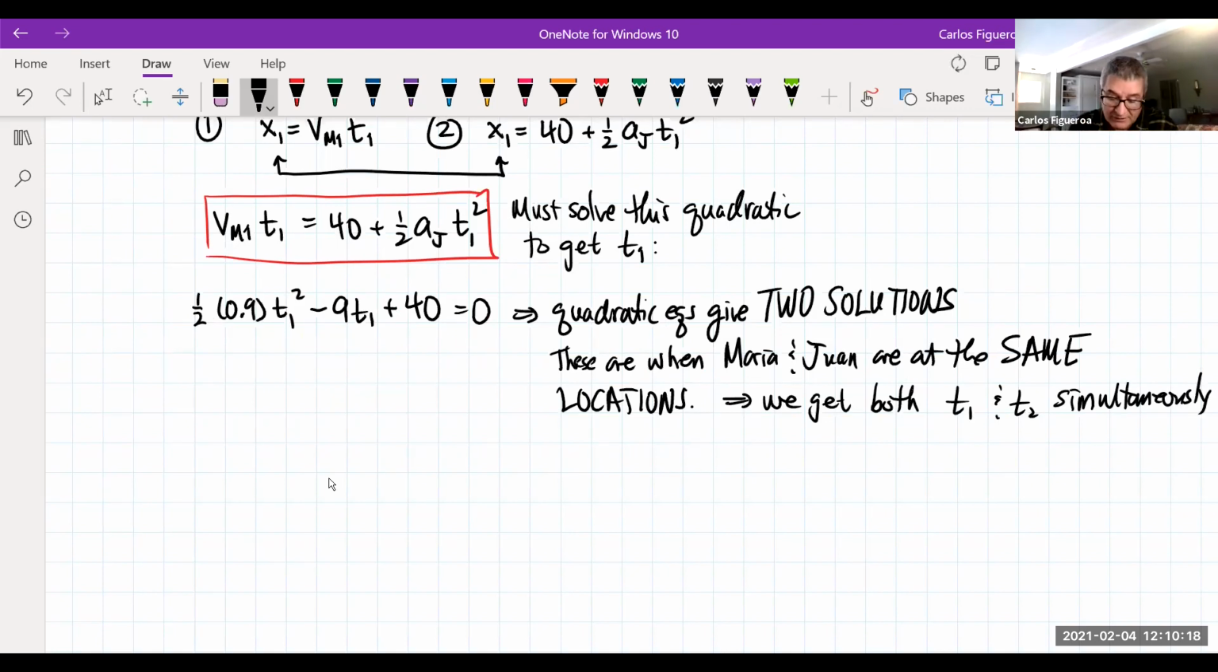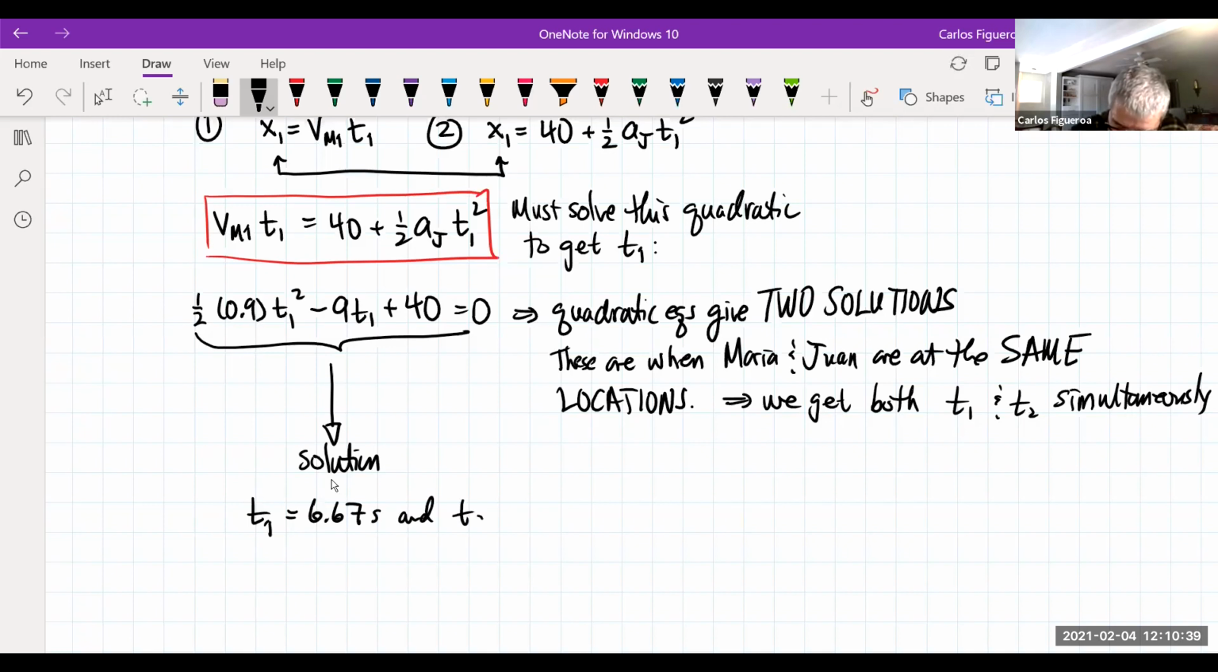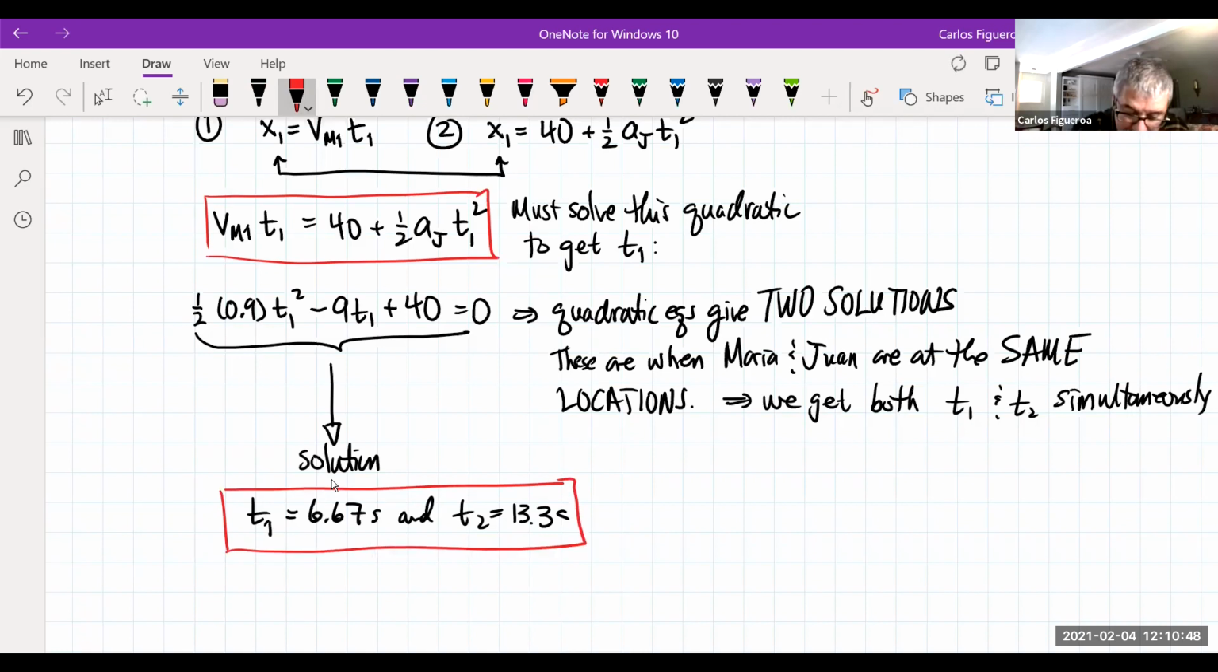So let's go do that. If I do this, I'm going to focus on this thing and I now have a solution. So if you solve this quadratic, you get T1 equals what? 6.67 seconds. And T2 equals 13.3 seconds. I now have the solutions for the time. So now that I have that, I can answer the question, how long is Juan in front of Maria?